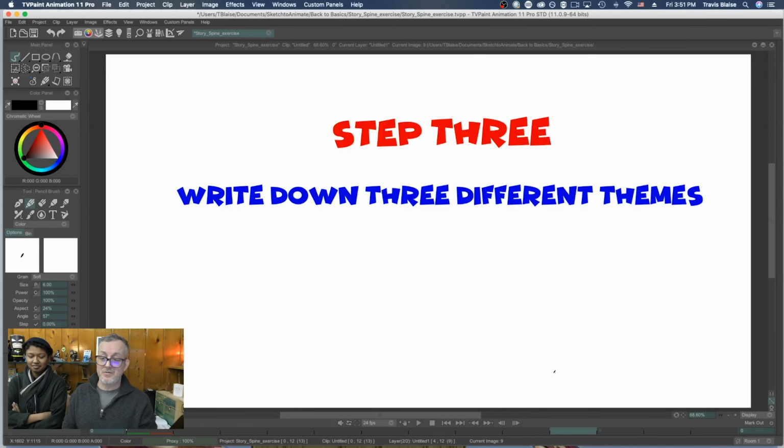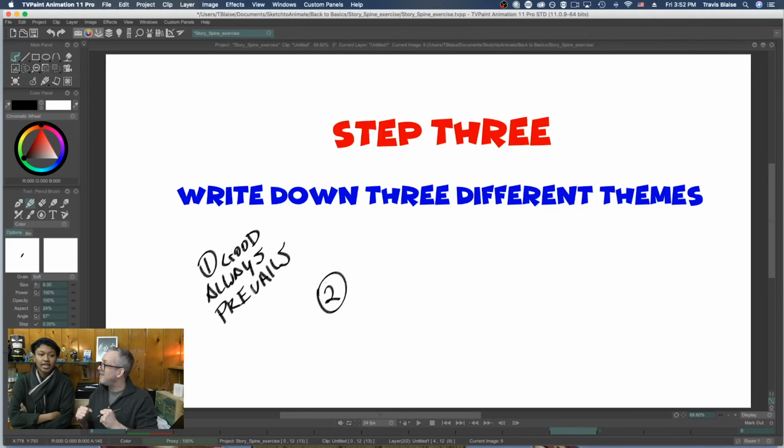Step 3, write down 3 different themes. Themes are the intent of the story. Everything about your story structure is going to revolve around this. So it could be love conquers all, it could be good versus evil. Good always prevails. Okay, that's a good one. Number 2. Even a white lie is a lie. A lie is still a lie.